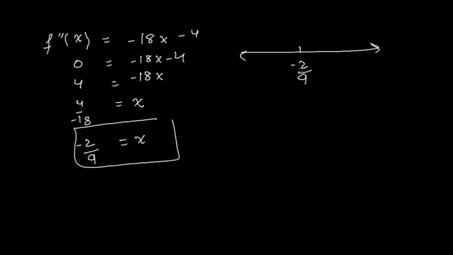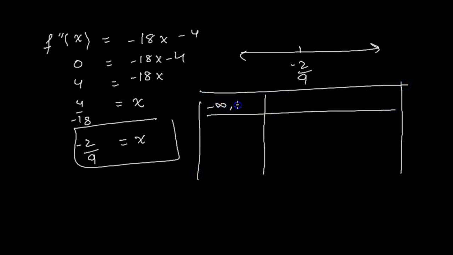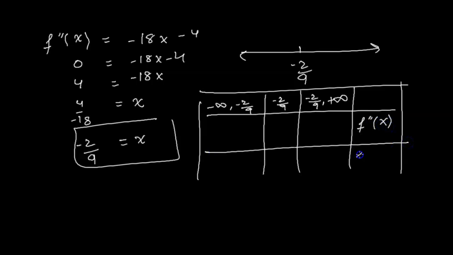2/9. We use this negative 2/9 to make the interval table, and the intervals we have are negative infinity to negative 2/9, exactly negative 2/9, and negative 2/9 to infinity. We're going to use this to find the sign of our second derivative and make a conclusion about the original function. When we sub in any value that lies in this interval in the second derivative equation, let's say we put in negative 10, it will give us negative 18 times negative 10, which is a positive 180, minus 4, so this gives us a positive answer.